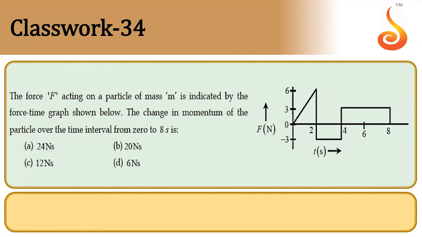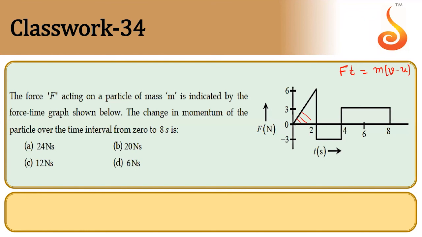A force F acting on a particle of mass m is indicated by the force-time graph as shown below. The change in momentum of the particle over the time interval from 0 to 8 seconds is 24, 20, 12, or 6. I need to find the change in momentum. Change in momentum is nothing but impulse, that is force into time. This is the force versus time graph, and the area under it gives you impulse. So if you calculate that, you will get the change in momentum.